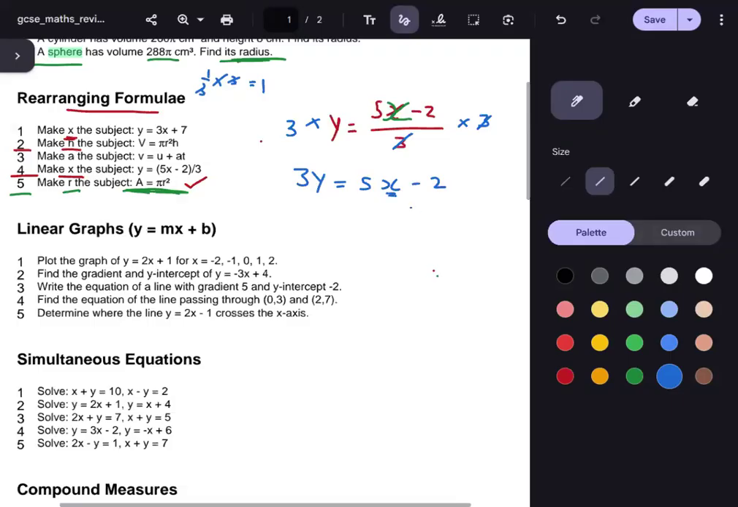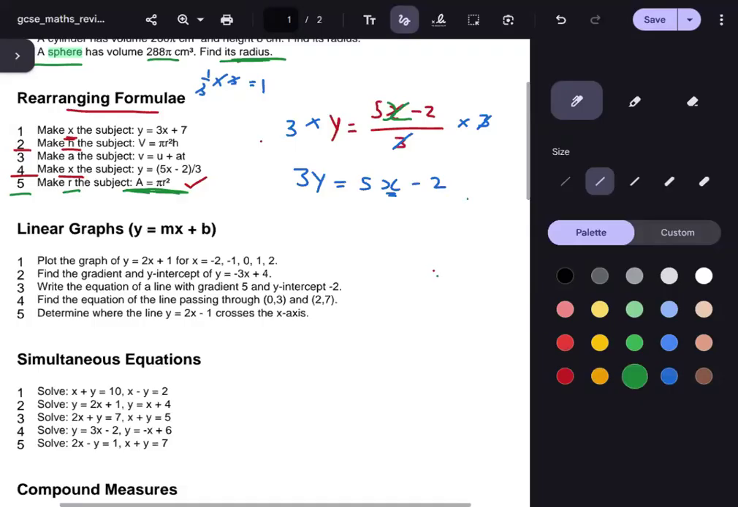I don't know. We're trying to make x the subject, so we need to get 5x alone first. We have minus 2 here, right? We get rid of the minus 2 first.